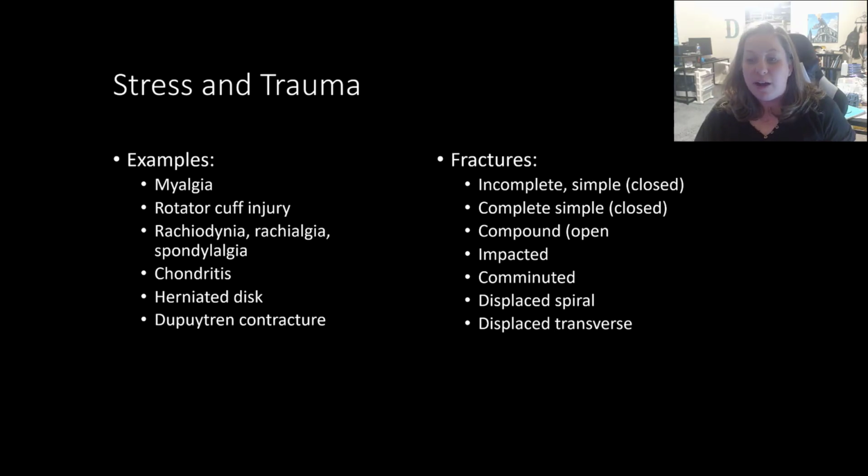So the next one is the Dupuytren contracture. This is a musculoskeletal disorder where the cause is not known.